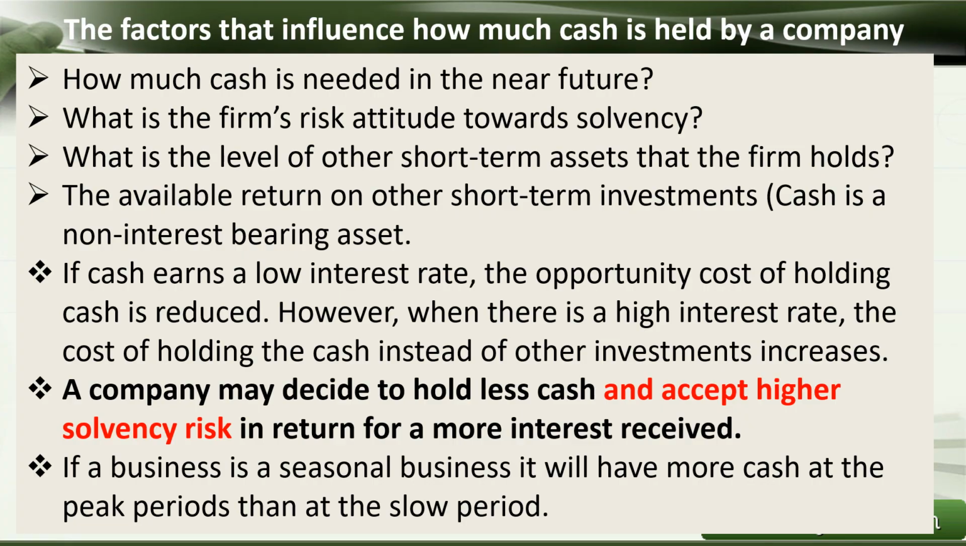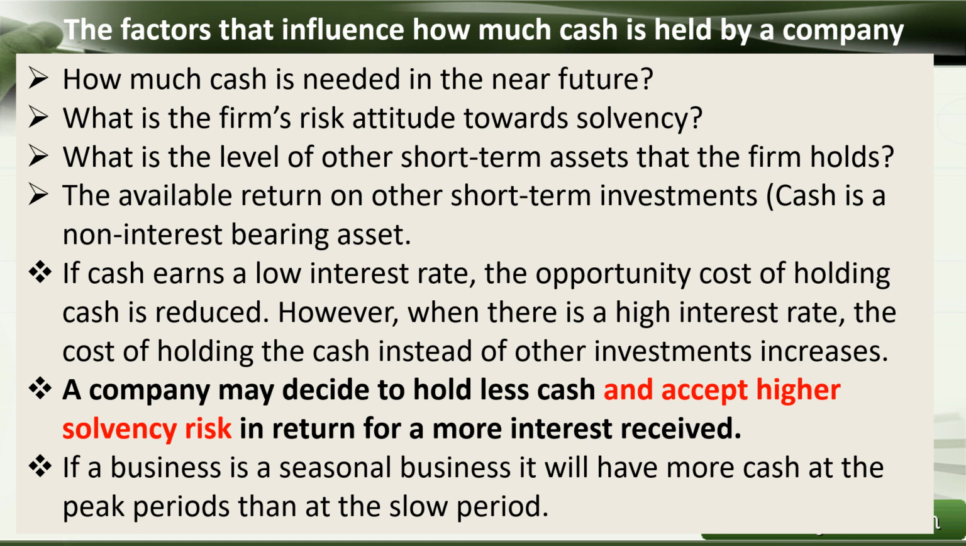The factors that influence how much cash is held by a company. What are the factors that we need to keep in mind? How much cash is needed in the near future? What is the firm's risk attitude towards solvency? Whether we have an aggressive or a conservative risk attitude. Accordingly, if conservative, cash has to be maintained at a sufficient level. Aggressive means that we can take that much risk, as and when there is a requirement.